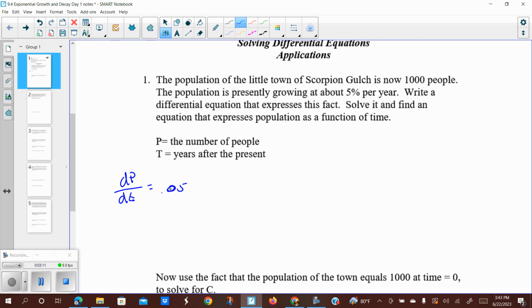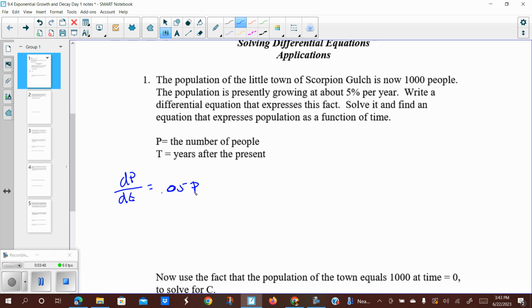0.05. But here's the thing. It's not t. Okay, what is actually changing? If this was the actual population equation, then it would be population equals some function of t. But they're telling us it's the differential equation. So what is actually changing? The thing that is actually changing is the population. 5% of the population. That's what's changing. So this is going to be a P on the right-hand side. So that's the differential equation. Again, you'll get used to this as we go through it.